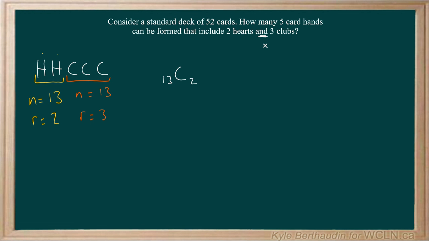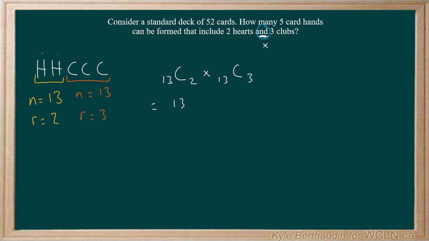And we're going to multiply that, again, because we said that we need to have a hand that includes 2 hearts and 3 clubs. That "and" tells us to multiply. We're going to multiply that by the combinations of clubs, which is going to be n choose r, or 13 choose 3. Great. Now we can go ahead and plug those numbers into our formula.